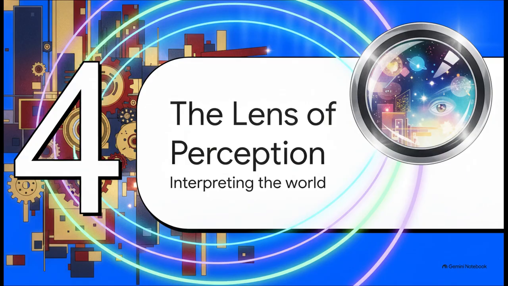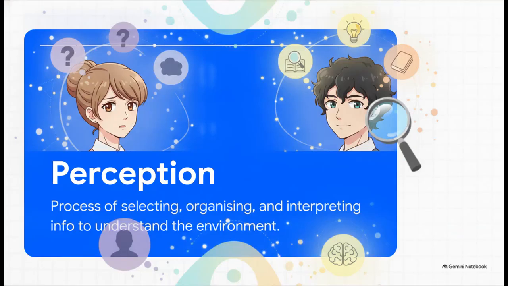Section 4. The lens of perception. Interpreting the world. Okay, we've talked about the internal. Let's shift to the external. What exactly is perception? Well, it's the process by which individuals select, organize, and interpret sensory information to create a meaningful understanding of their environment. The key thing here? It is wildly subjective.